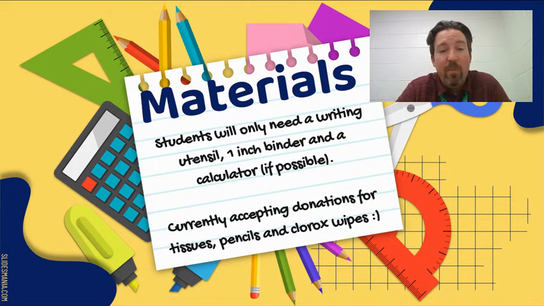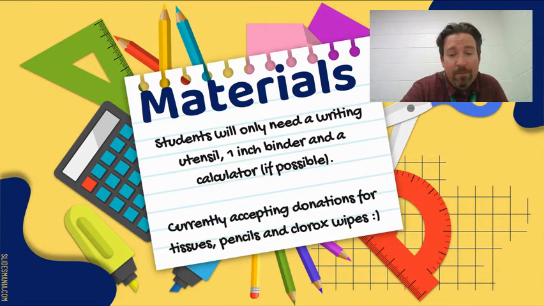So if they haven't gotten a binder yet for my class, they're a couple bucks at Target. If you have trouble getting one, please let me know, and I'll do my best to help out. Other than that, their computer that they've been checked out, something to write with, and we have a class set of calculators, so please don't feel like you have to go out and buy a calculator for my class. But if they do have their own calculator, they're certainly more than welcome to bring it.